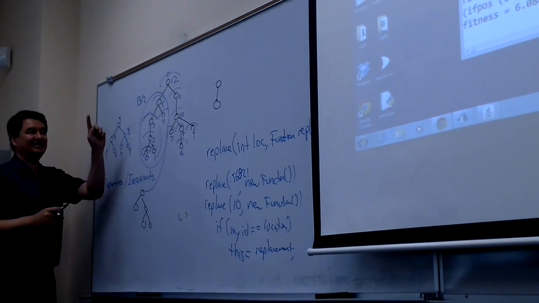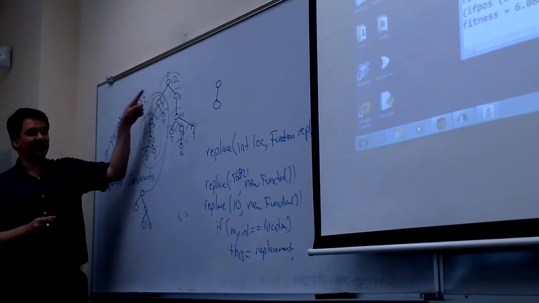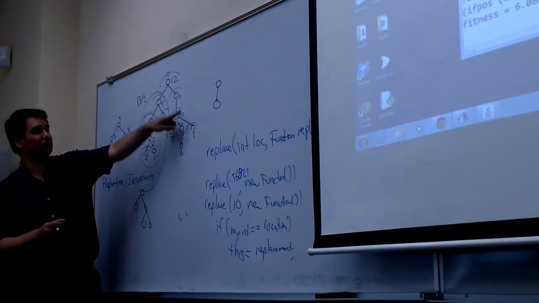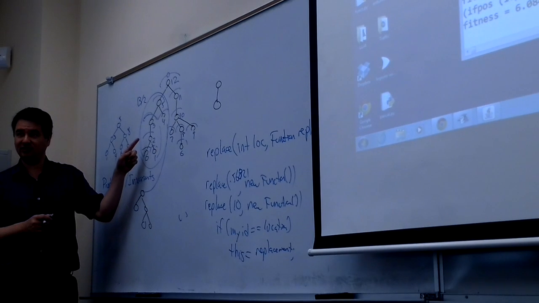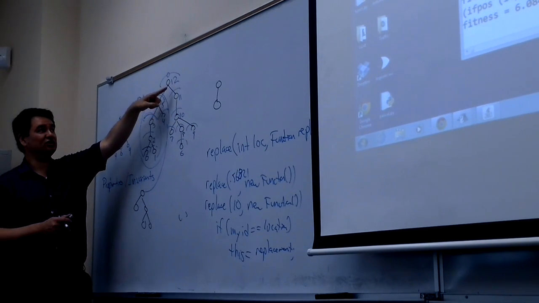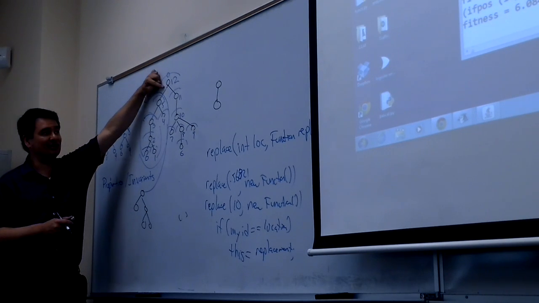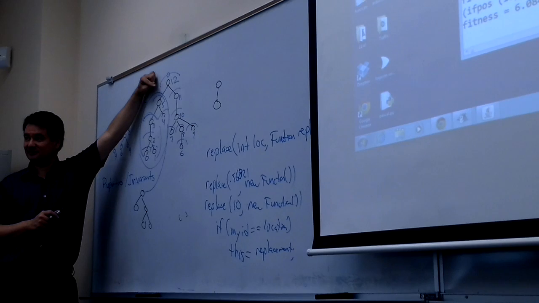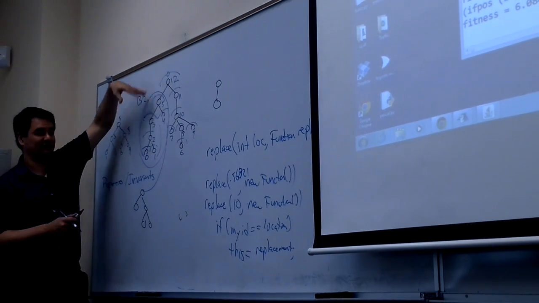But look, how many things are on the left-hand side? Well, first of all, how many things are on the whole thing? 13. What's the ID number there? 12. So is it true that a node's ID number is always 1 less than the total number of things in that tree? At least for the left-hand side.